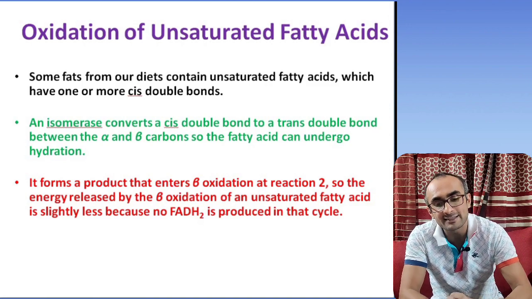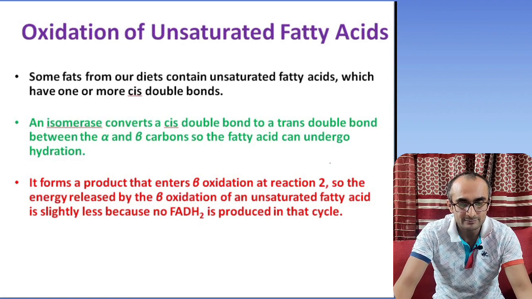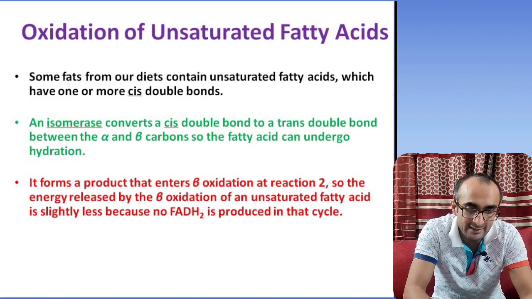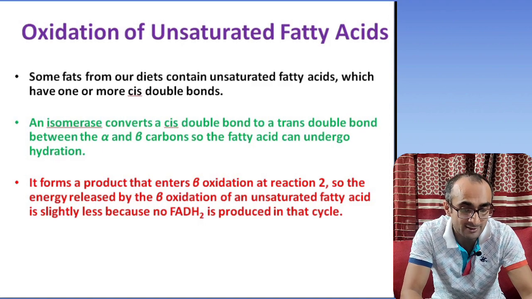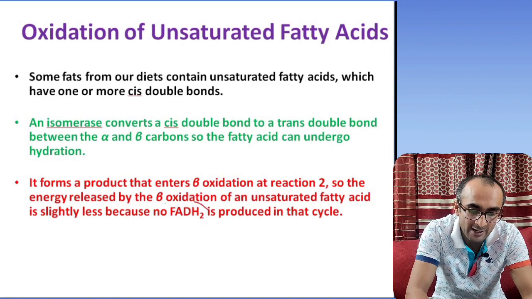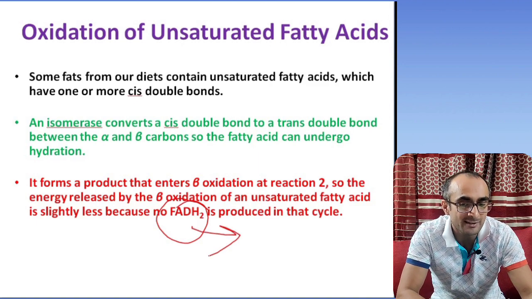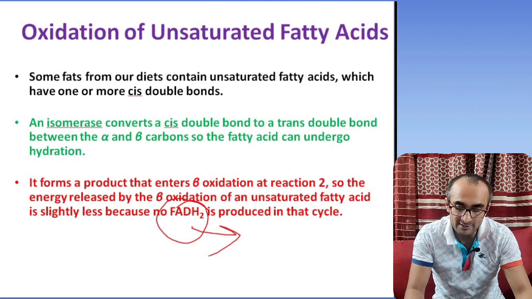So one isomerase is required in order to oxidize unsaturated fatty acids, and they do not react at the first oxidation step. They start oxidation from the second step of beta oxidation after isomerizing the cis double bond into a trans double bond. That's why in the first step the FADH2 that you get is missing in the oxidation of unsaturated fatty acids. So per cycle 1 FADH2 will be less in oxidation of double bond containing fatty acids.